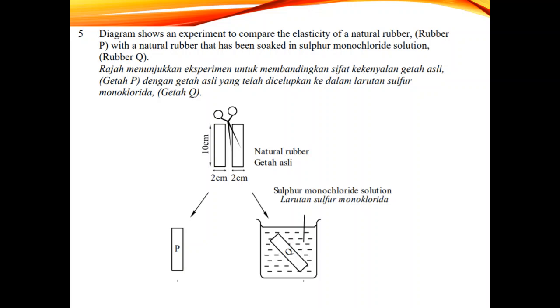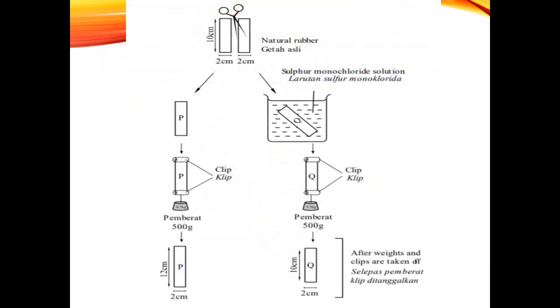Next, we move on to look at the diagram. Both rubber P and Q are hung with 500 grams of weight, and then after some time you remove the weight from the rubber. You can see rubber P still extends to become 12 cm, but rubber Q remains 10 cm here, right?